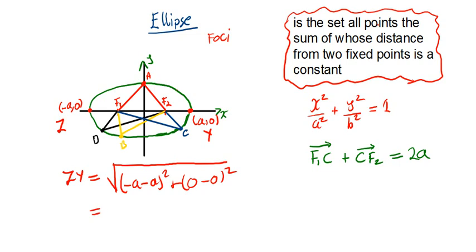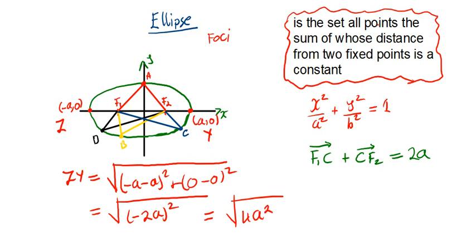This would be minus 2a, squared. Then this gets down to 4a squared. I believe you understand this is just basic algebra. You just end up with 2a. That's where the 2a is coming from.